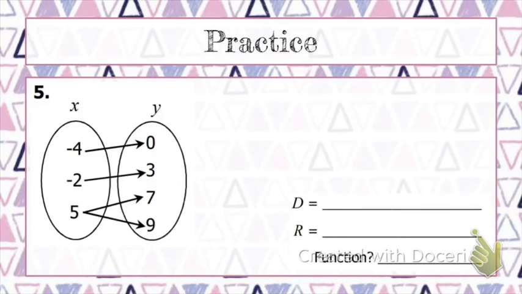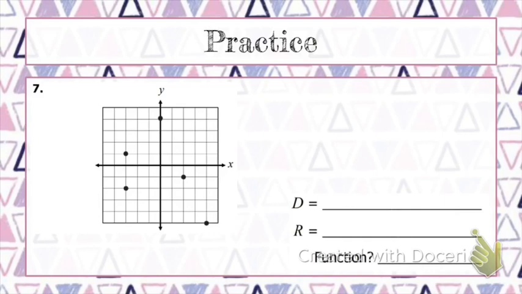So when we list our domain, we're going to have -4, -2, and 5, but we have to list that 5 twice because it's used twice. And then our range is going to be 0, 3, 7, 9. And remember, we used the number 5 twice in our domain, so this is not a function.